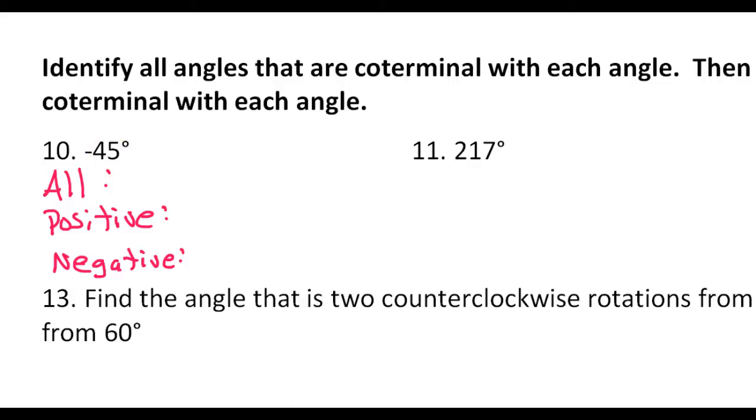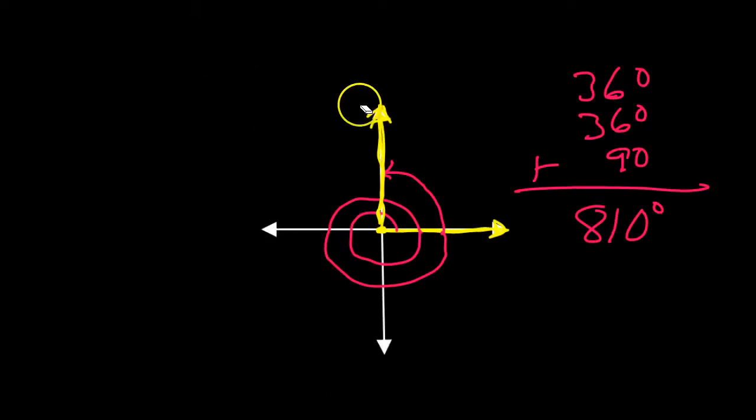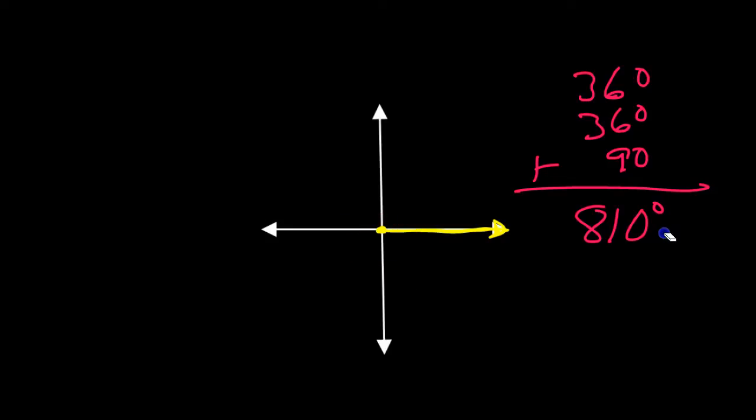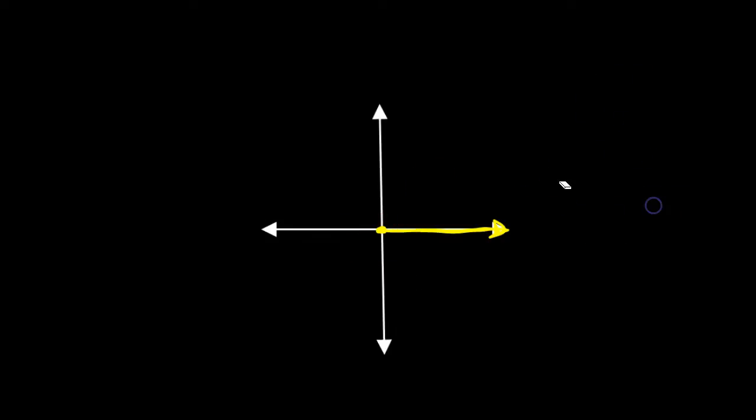Negative 45 degrees. What would that look like? Negative 45 degrees is going to go clockwise like this. This is the negative direction. And so 90 degrees would be all the way down here. 45 degrees is halfway. So we're talking about something like this. This is what negative 45 degrees would look like.